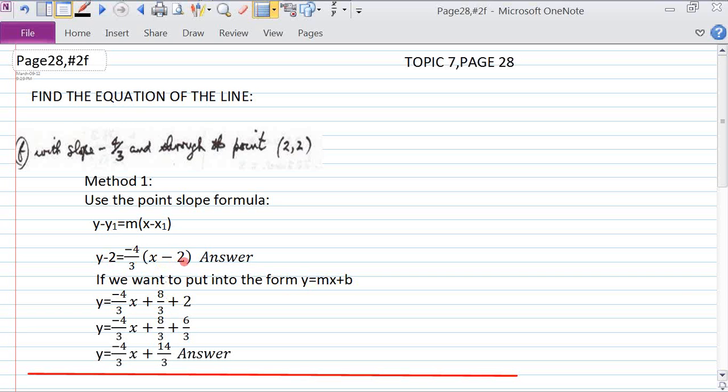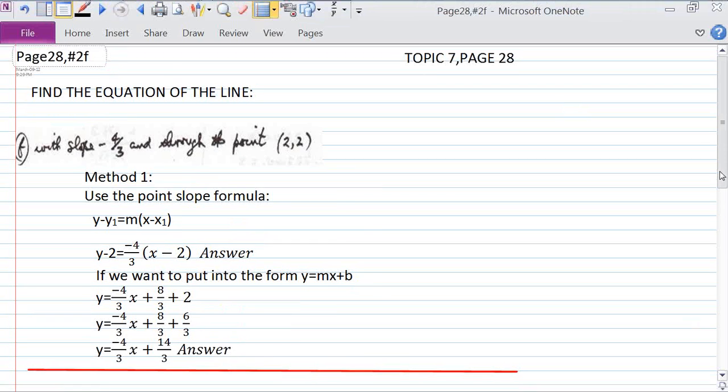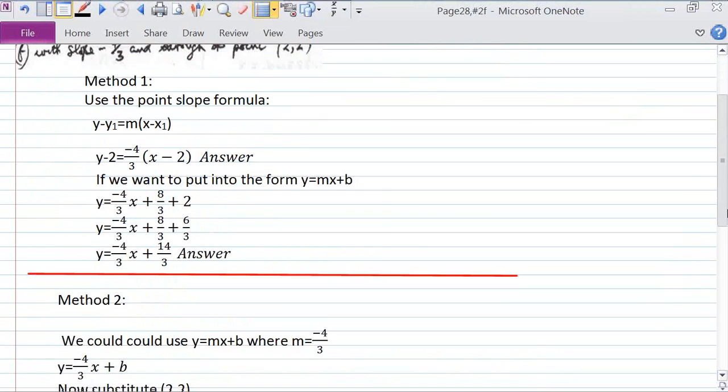This answer and this answer are the same. Let me repeat. This was obtained from the point-slope formula. This is now in the form y equals mx plus b. These two are exactly the same. Although you can't see it, they are the same or equivalent.